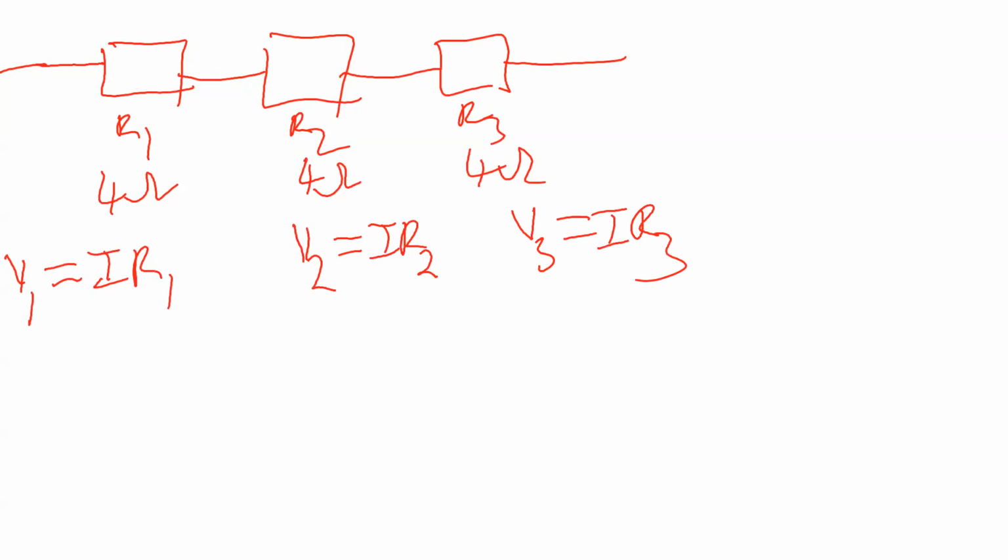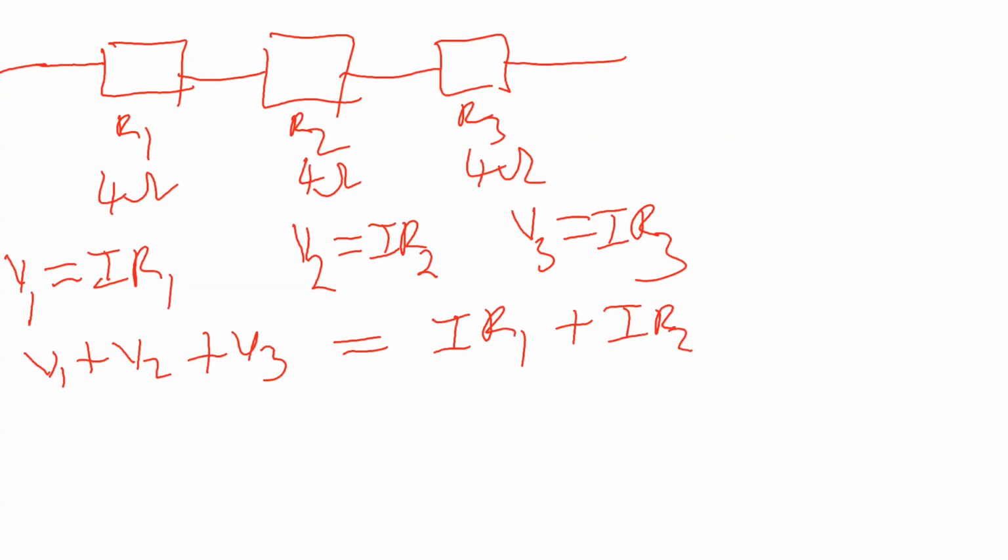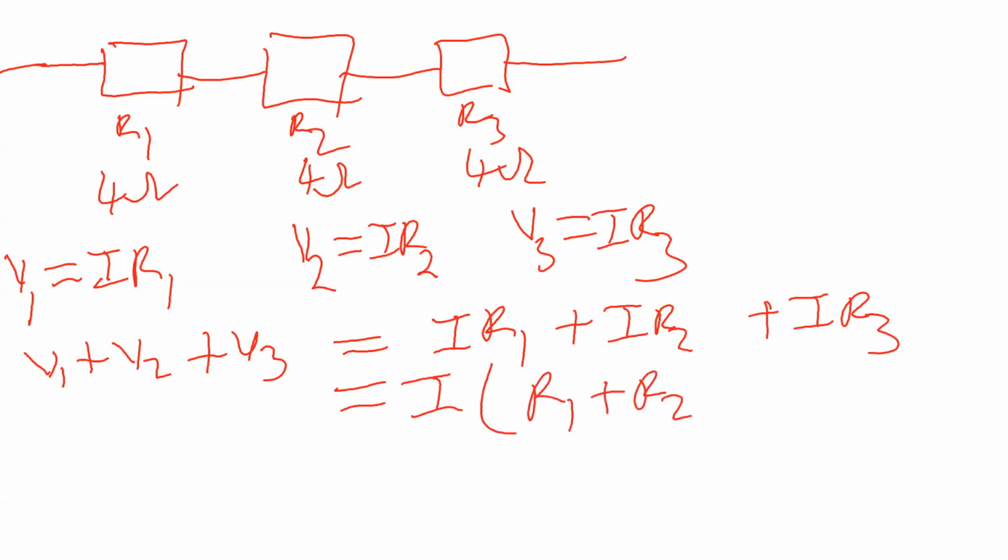So what is the total voltage there? The total voltage is supposed to be V1 plus V2 plus V3, right? Of which that will be same as I R1 plus I R2 plus I R3, right? And then since this I is what is common, we have I times bracket R1 plus R2 plus R3. We factorize I. So you see how the resistance is done here.